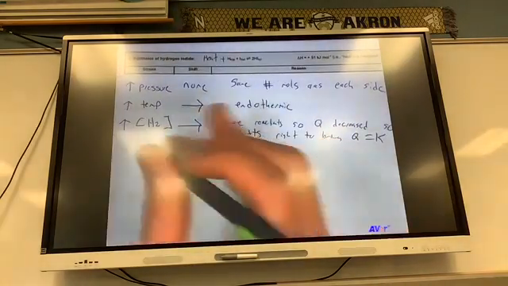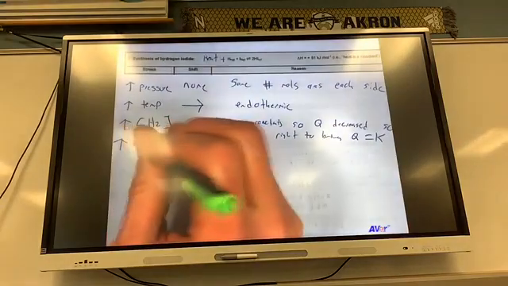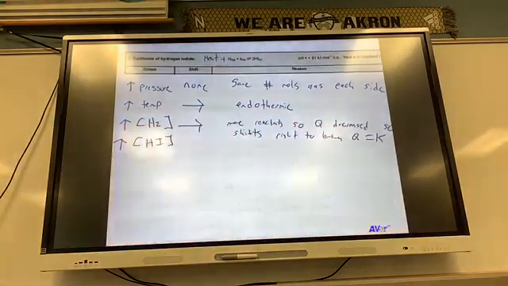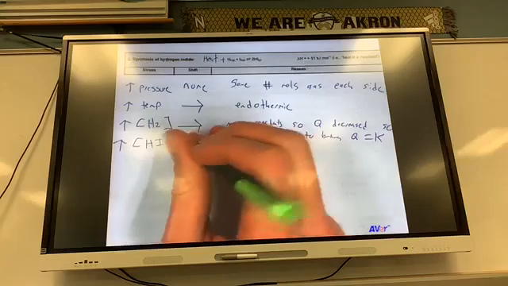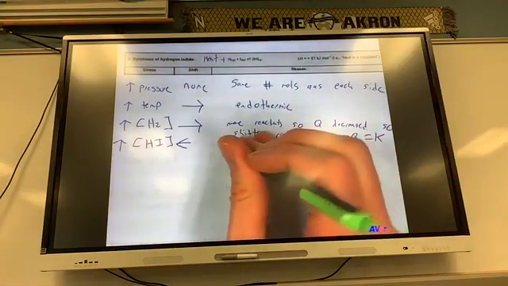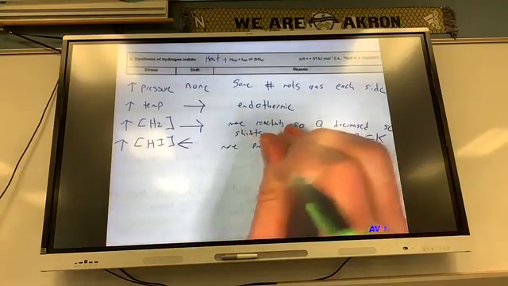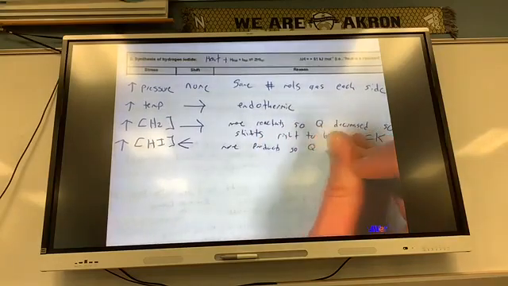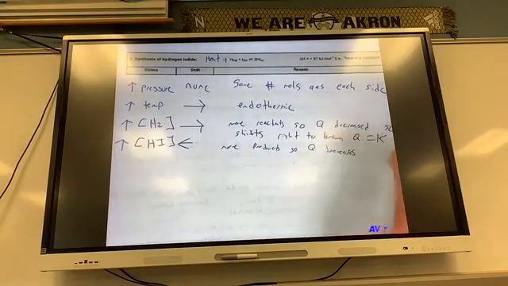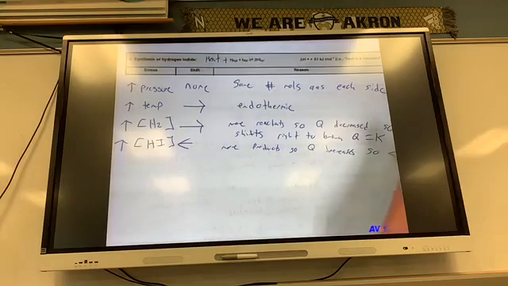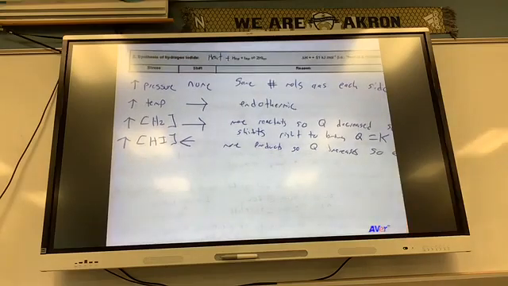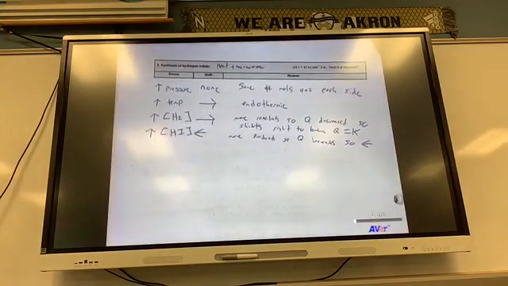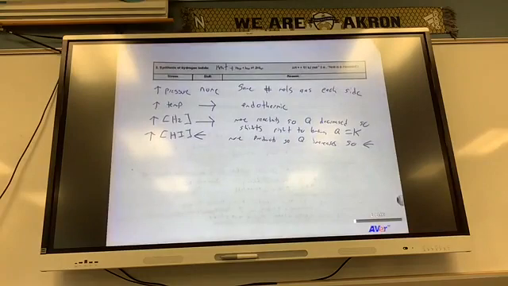And then the last one, if I increase the concentration of HI, which way will it shift? Left. Because it's the opposite, more products. So Q increases, so it has to shift to the left. That's a little review of what we were talking about Friday.